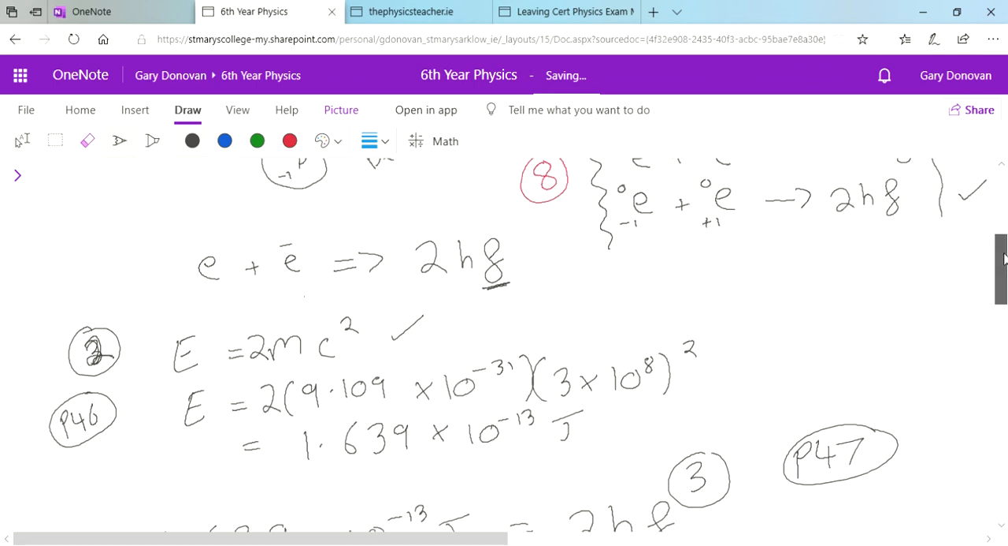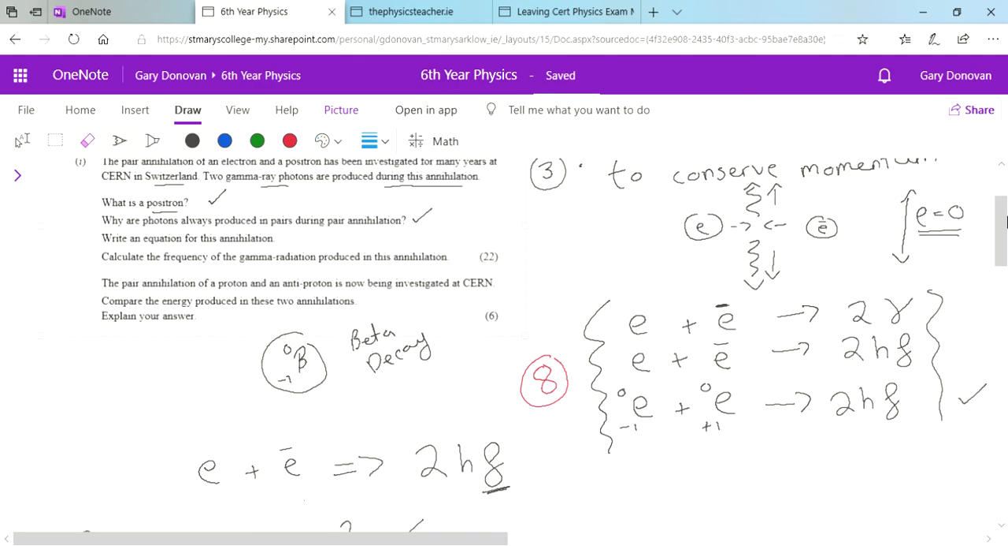Last part of the question then was: the pair annihilation of a proton and an antiproton is now being investigated at CERN. Compare the energy produced in these two annihilations. Explain your answer. So basically they're just asking, how would you compare the energy produced in a proton and an antiproton to an electron and a positron?